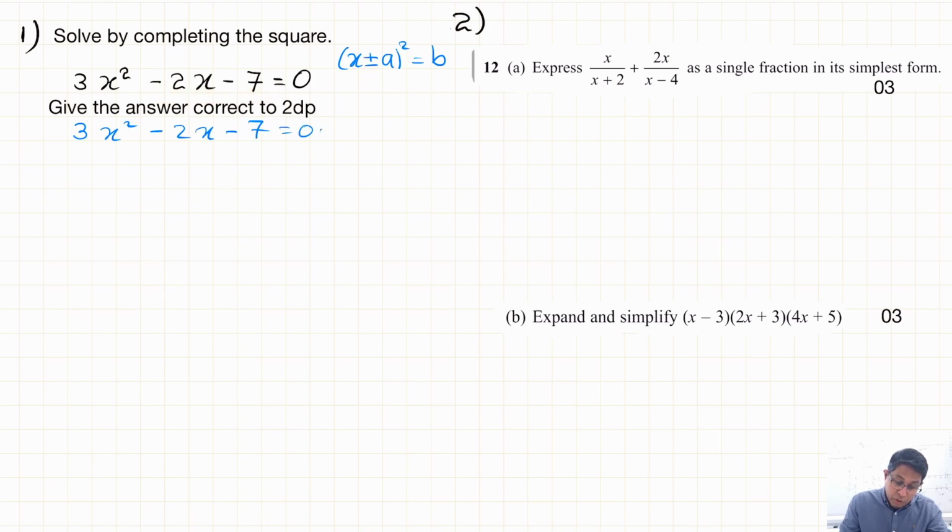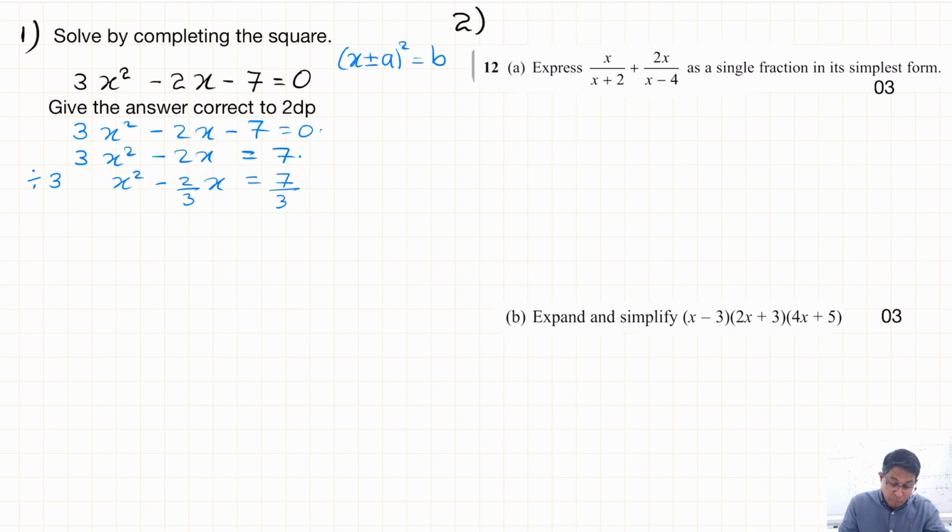First step, you need to move this negative 7 to the right hand side. To write a complete square on the left hand side, you have to have the coefficient of x squared as 1. Here we have 3 as the coefficient of x squared. Therefore, first we need to get rid of this constant 3. How can you do that? You can divide the whole equation by 3. That would give you x squared minus 2 over 3 x equal to 7 over 3.